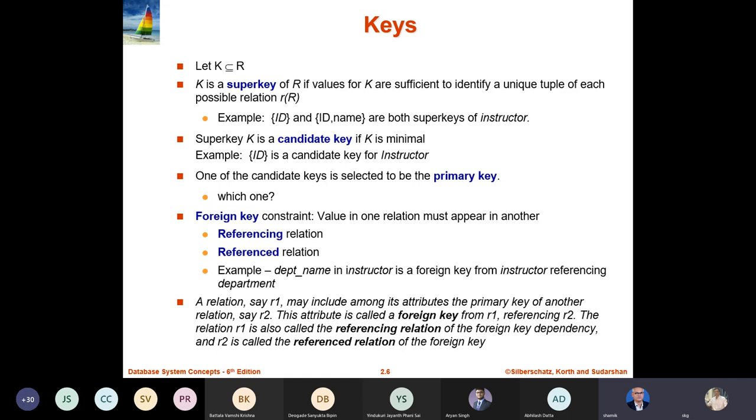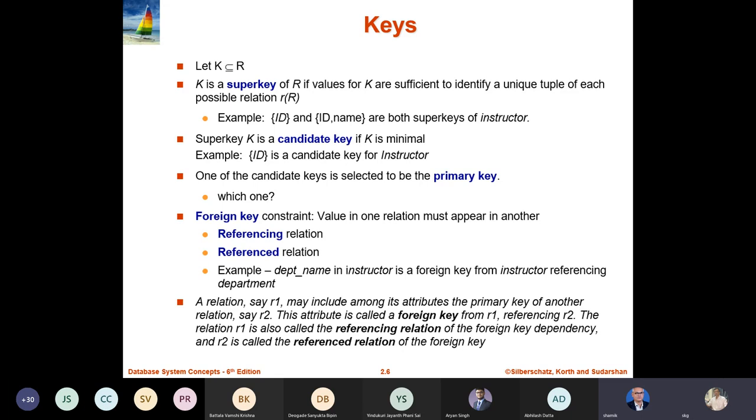The relation R1 is also called the referencing relation of the foreign key dependency, and R2 is called the referenced relation of the foreign key. So this is this type of constraint: a value in one relation must appear in the other relation. So the department name in the instructor relation is a foreign key from instructor referencing the department relation, or the department table.